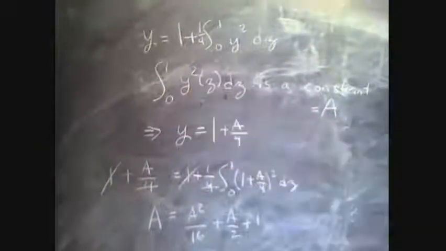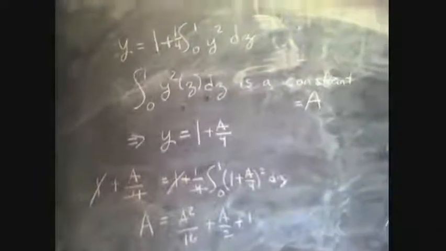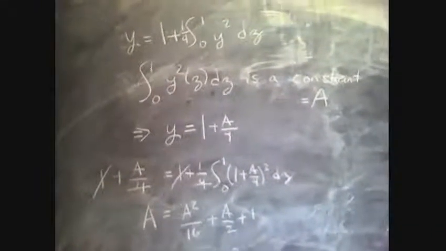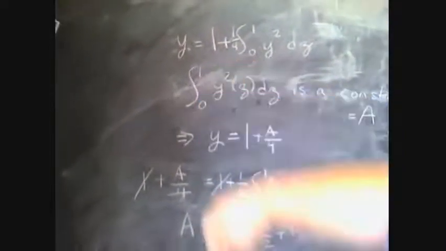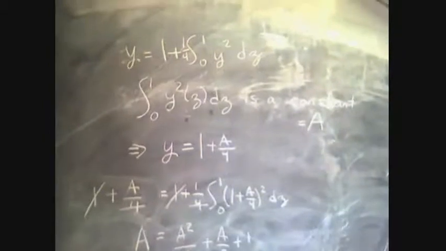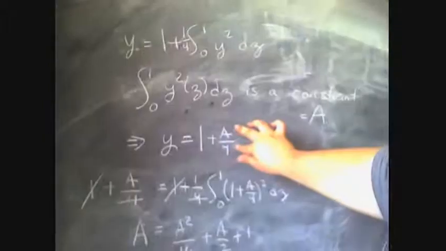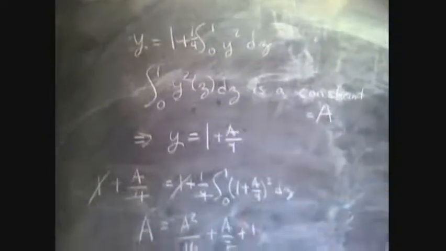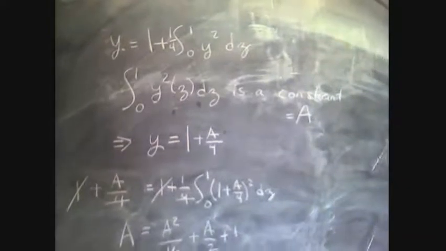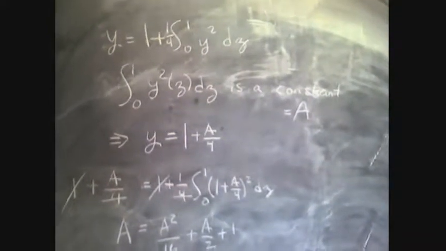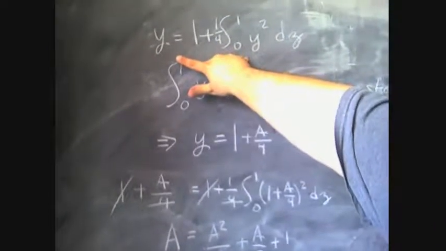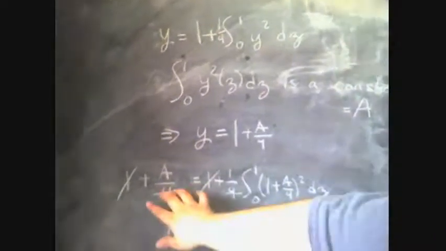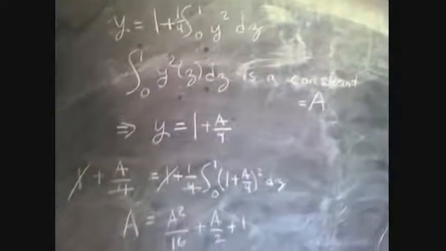When we integrate y squared as a function of c, and then we integrate with respect to z, that's going to be a constant, because we've gotten rid of all our variables and we're evaluating between 0 and 1. So let's just call that a. So then we know our function y has to be some constant in the form of 1 plus a over 4. So plugging 1 plus a over 4 back into our top equation, we get that on both sides. 1 plus a over 4, 1 plus a over 4.